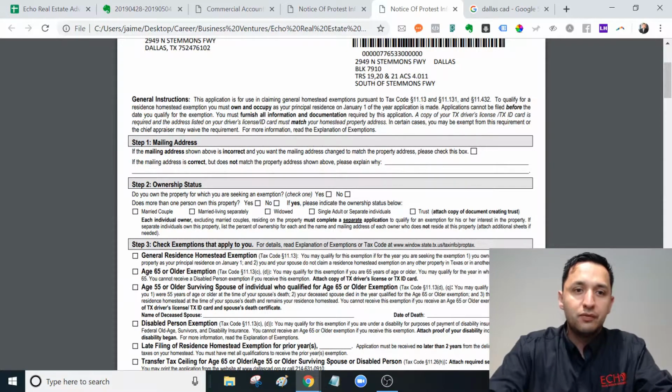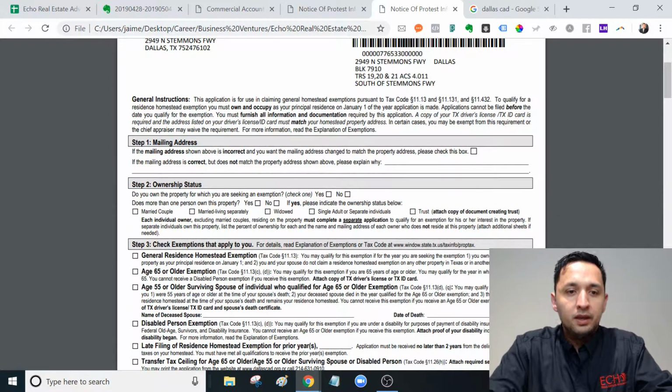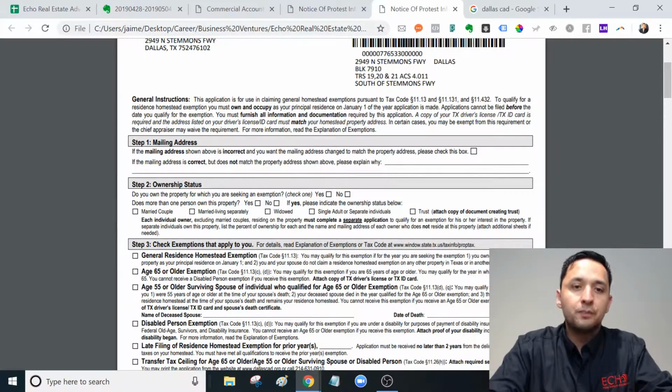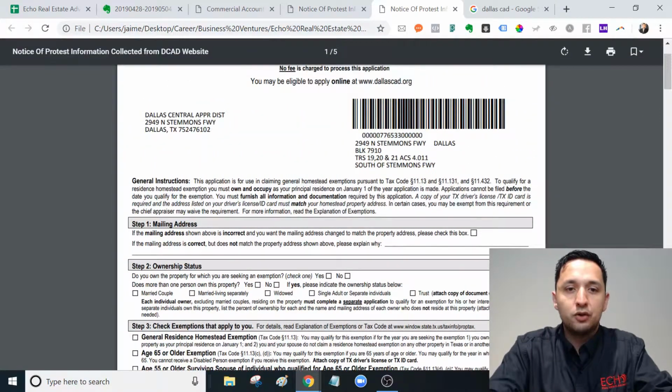So this is fine. We're going to go through this, just to give you an idea of where to look for the information, as that's important. If the mailing address shown above is incorrect and you want the mailing address changed to match the property address, click this box. So if you see here that your address is incorrect, then now's your opportunity to have them rectify that. So you would check that box.